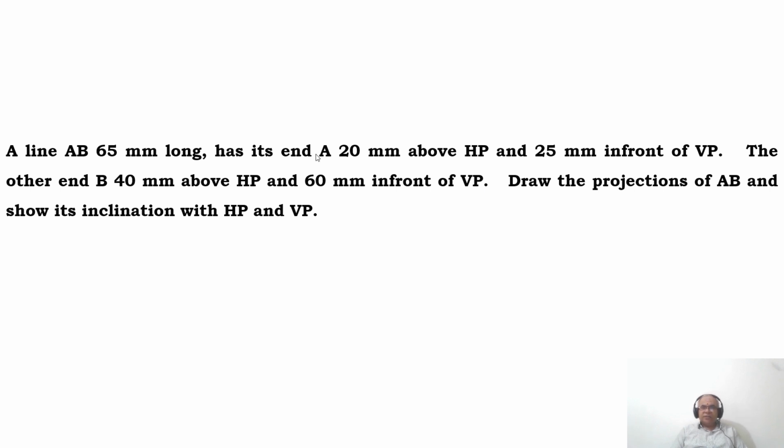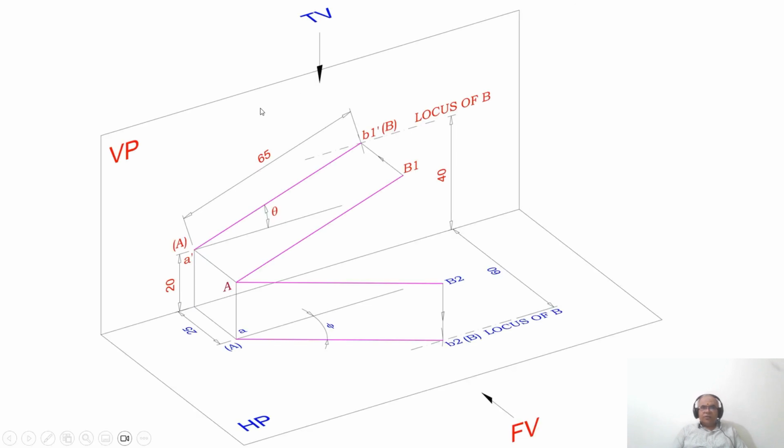That means he has given the locus of A and the locus of B both in the front view as well as in the top view. Draw the projections of capital AB and show its inclination with HP and VP. So that means, if you want, you can find both the apparent inclinations and also the true inclinations. Now, this is how the object is going to look in 3 dimensions.